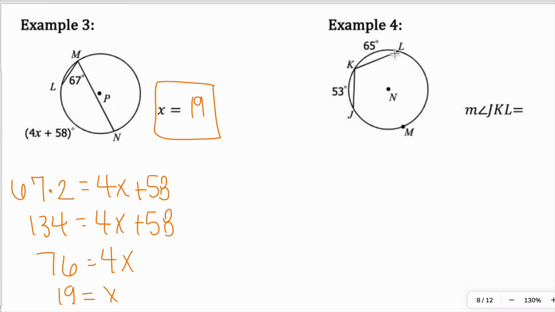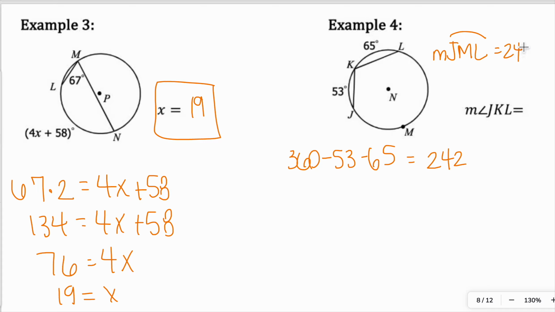And then next I'm looking for the measure of angle JKL. Now this one's a little bit different because I'm missing a complete arc. But I know I can find this arc if I take the full degrees of a circle, 360, and just subtract the 53 and the 65 that I already have. That's going to give me 242 degrees left over. So the major arc of JML is equal to 242 degrees. So my inscribed angle would just be half of that. So I'm going to divide by 2, and I'm going to get 121 degrees. So angle JKL is 121 degrees.